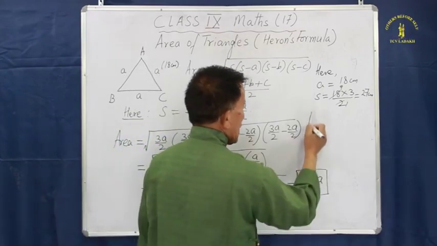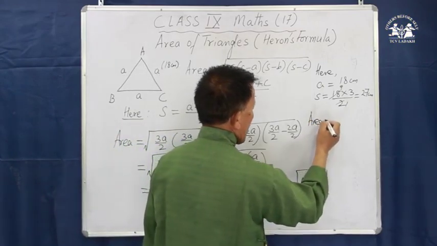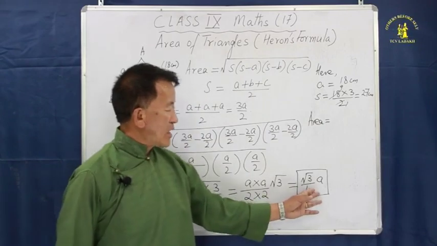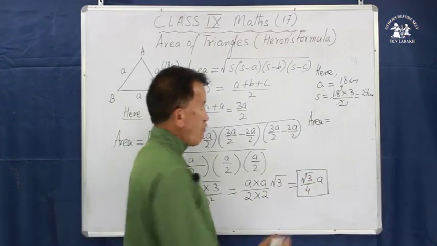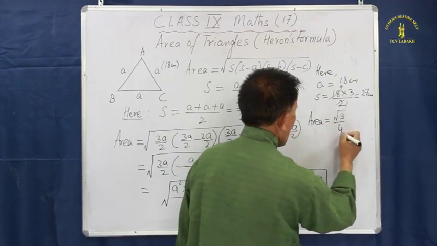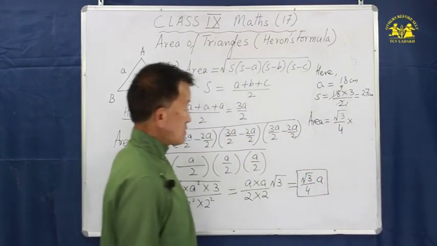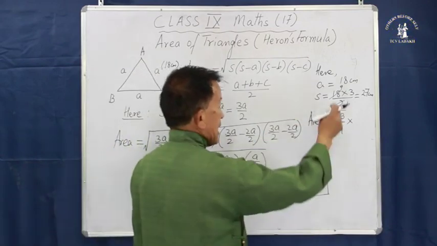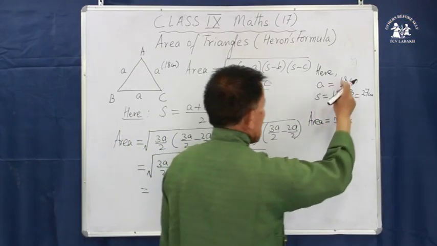So now area is equal to, use this formula directly, square root of 3 upon 4 into, what is the value of A?